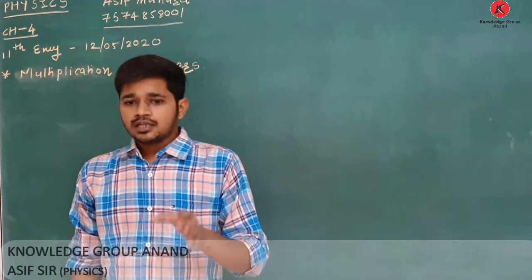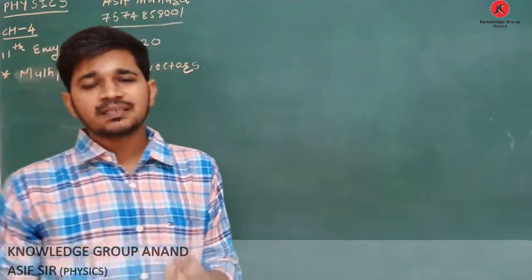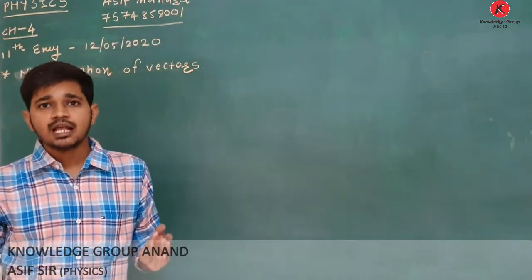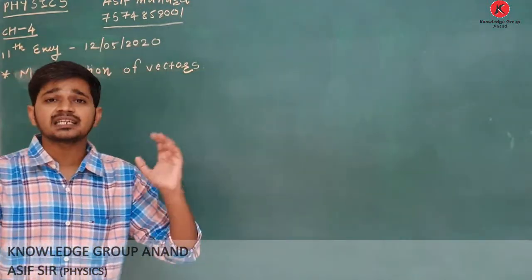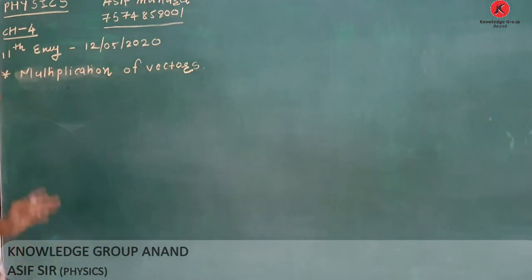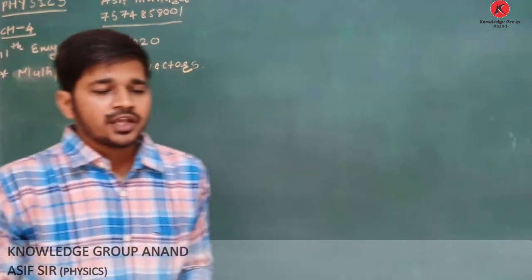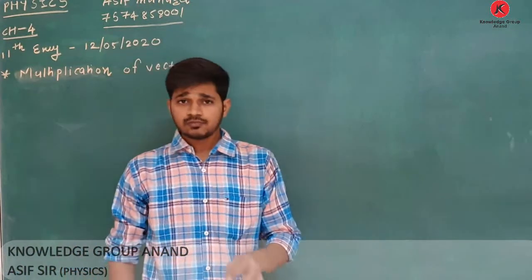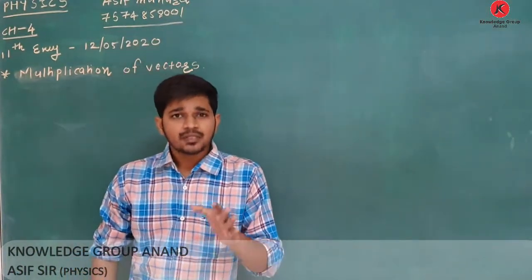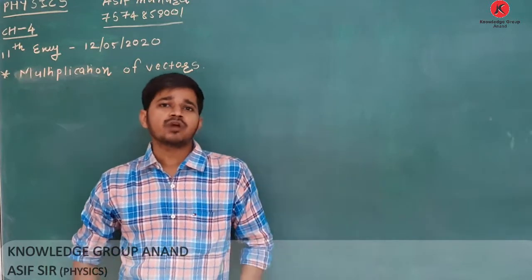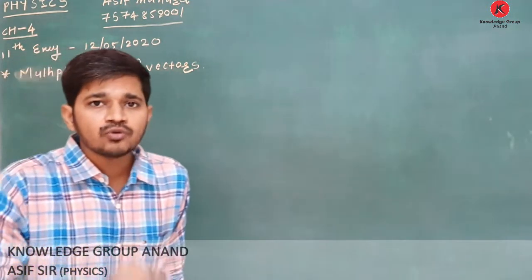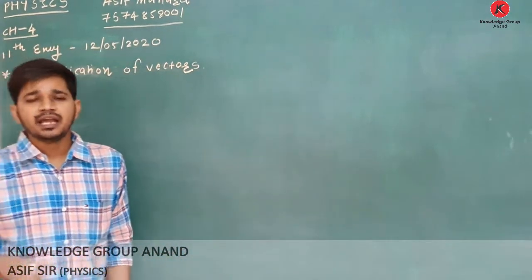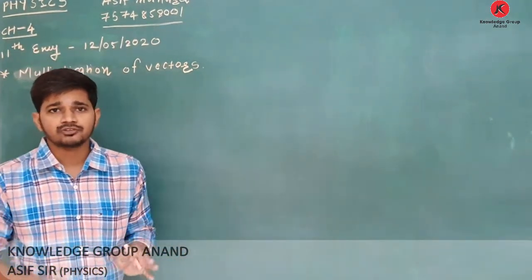In previous lectures we have already discussed addition, subtraction and multiplication of vectors with real numbers, or multiplication of vectors with scalars. Now this topic is multiplication of vectors. If you are given two vectors, then what is multiplication between these two vectors? Vector quantities have magnitude and direction both, so we cannot multiply them directly as we do with simple numbers or scalar quantities.